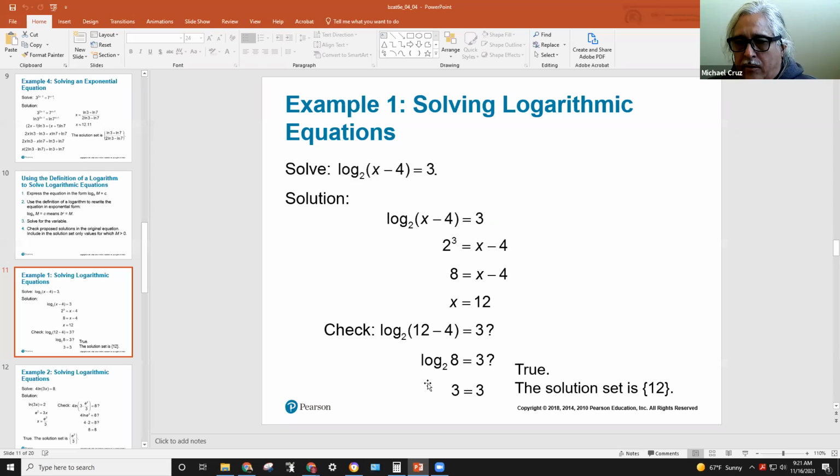All right, so 12 minus 4 gives us 8. The log base 2 of 8 is equal to 3. So this is 3 is equal to 3. So it works.